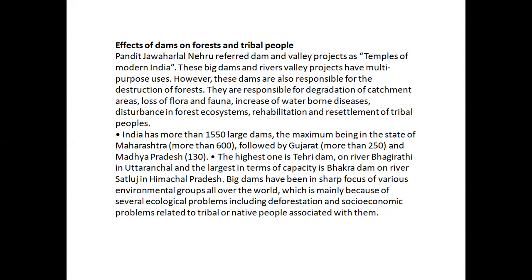India has more than 1550 large dams, the maximum being in the state of Maharashtra, more than 600, followed by Gujarat, more than 250, and Madhya Pradesh, that is 130. The highest one is Tehri Dam on river Bhagirathi in Uttaranchal, and the largest in terms of capacity is Bhakra Dam on river Satluj in Himachal Pradesh.